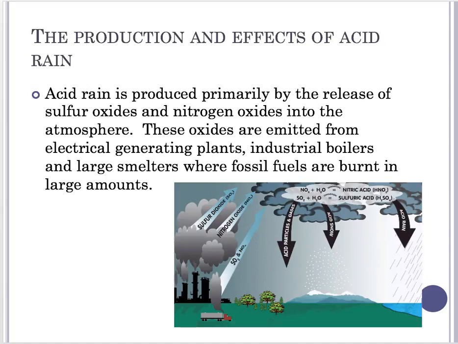Okay, so acid rain is produced primarily by the release of sulfur oxides and nitrogen oxides into the atmosphere. These oxides are emitted from electrical generating plants, industrial boilers, and large smelters where fossil fuels are burnt in large amounts.